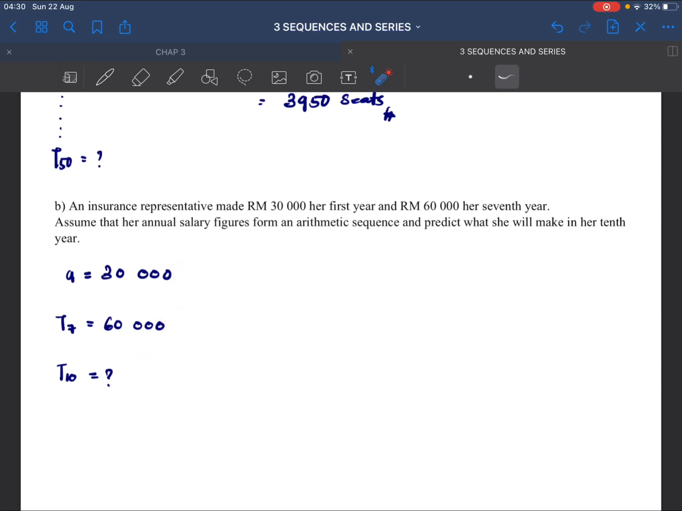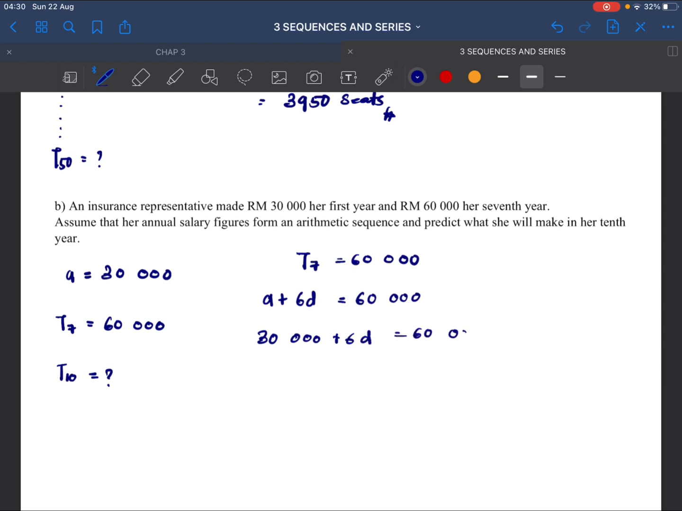So from here, we know T7 is equals to 60,000. So how to find T7? We know that a plus n minus 1 times d, which is a plus 6d, is equals to 60,000. We actually have our a here, 30,000. So 30,000 plus 6d equals 60,000. So automatically we will get our d, which is equals to 5,000. Senang je lah, bolehlah cari T10 kita.